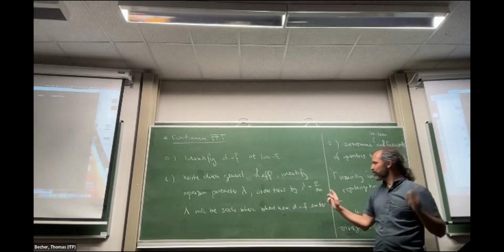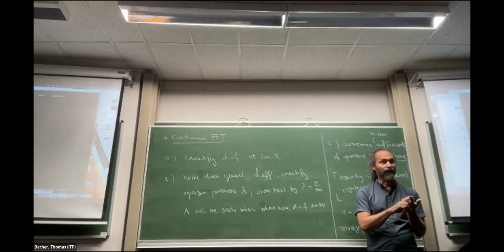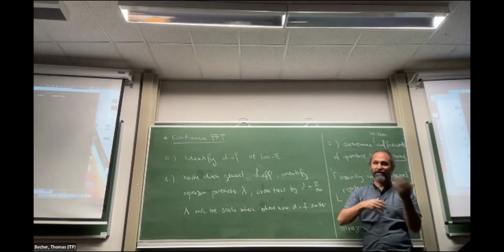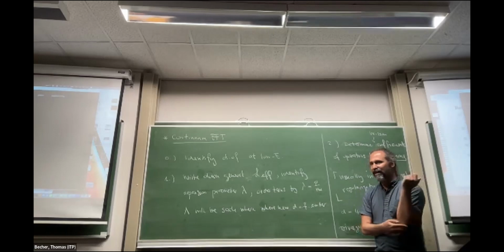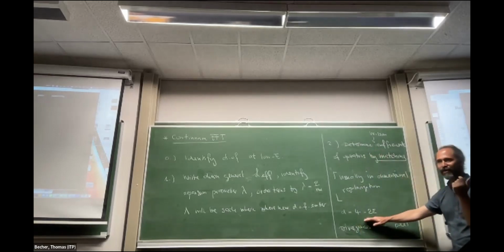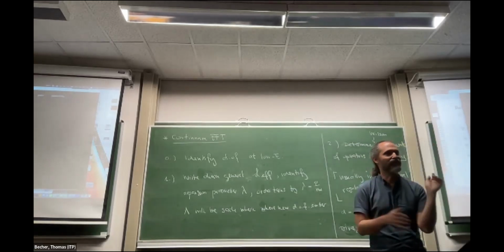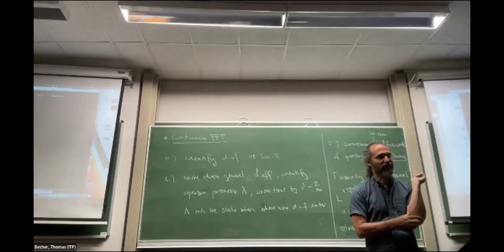So the problem is if you would use a cutoff regularization, you would now have the cutoff lambda, and you would also have the scale of new physics. And so there are two scales around, and you have to discuss both of them. While in dimensional regularization, there are no additional scales, and it's kind of much nicer.